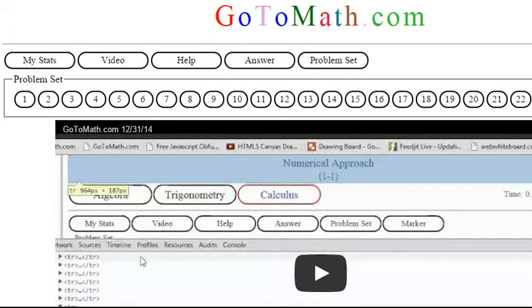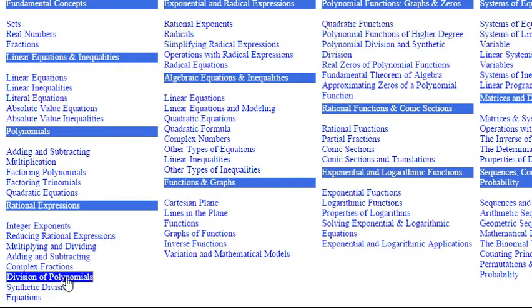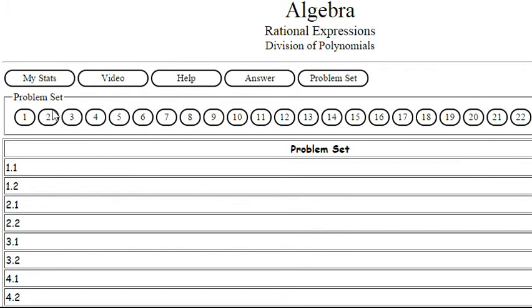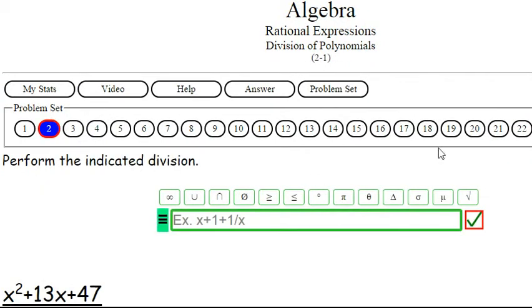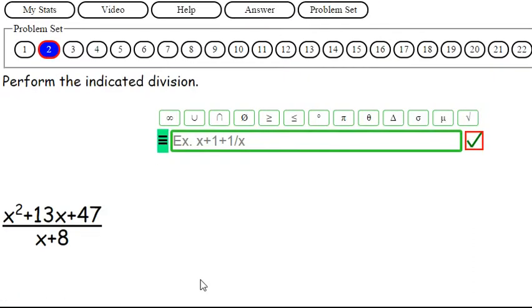Okay, we're over at GoToMath.com. Click on the algebra. Let's go down to division of polynomials. And I believe we're looking at, I think, 2.1. I hope that's what we're looking at. That's what I'm looking at, I guess.